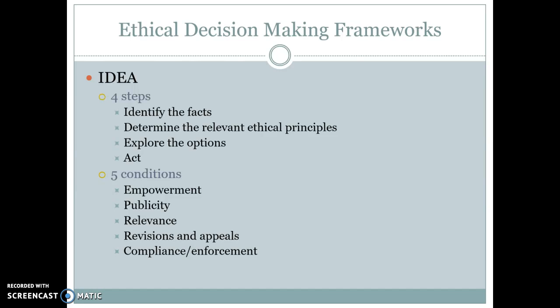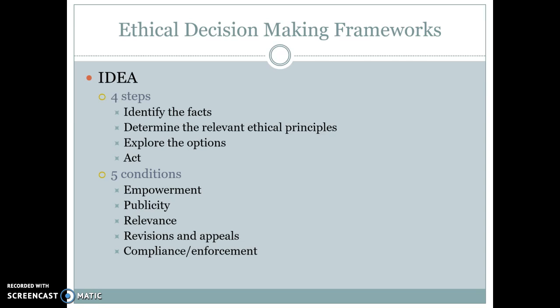One of these ethical decision-making frameworks is the IDEA framework. And the IDEA stands for the four steps that are part of this framework. This is set up to be able to help a person, as I said, process ethical decision making. And this particular framework is made up of 4 steps that incorporate 5 different conditions that have been identified as important within the framework. You have the handout for this framework, and I'll flip to that in a second.